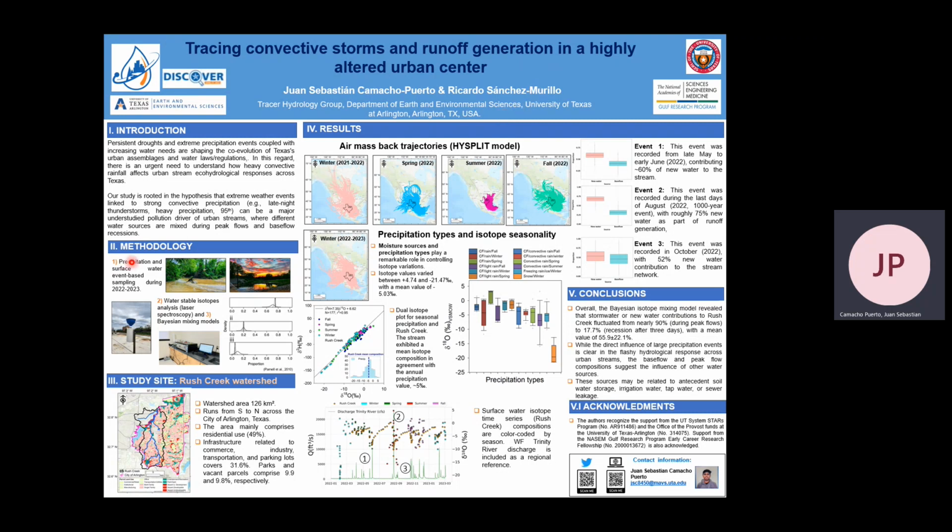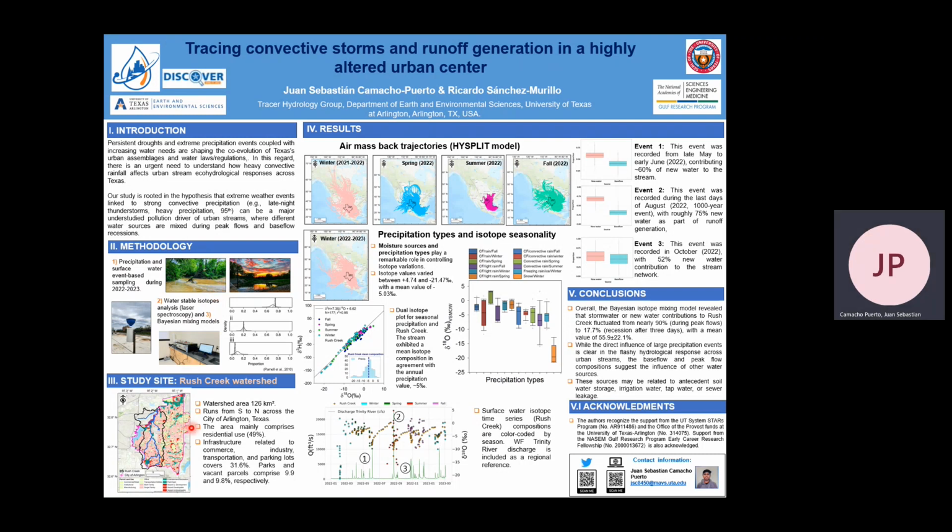The first step in this methodology is to collect water samples from precipitation and surface water. So we collected samples from Rush Creek watershed between the years 2022 and 2023, and we also collected precipitation water from UTA. Then we ran water stable isotope analysis, basically laser spectrometry, and finally we made the Bayesian mixing models.